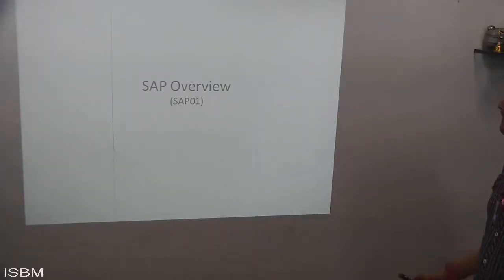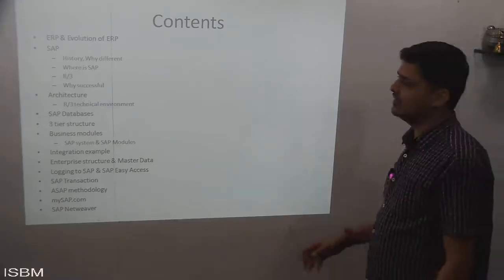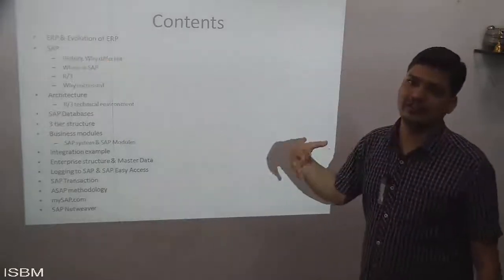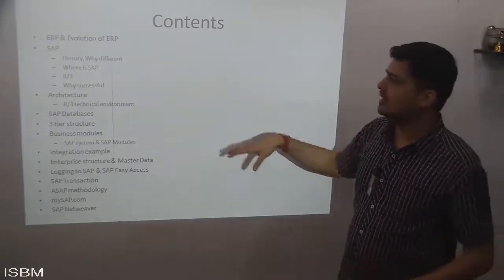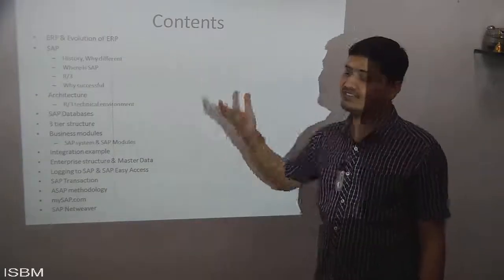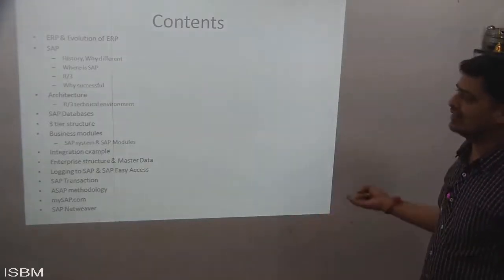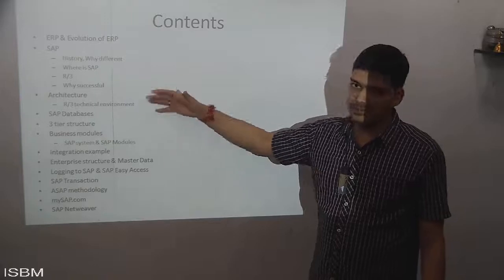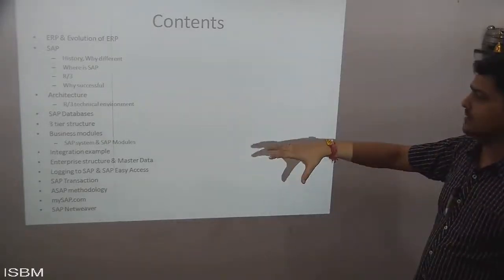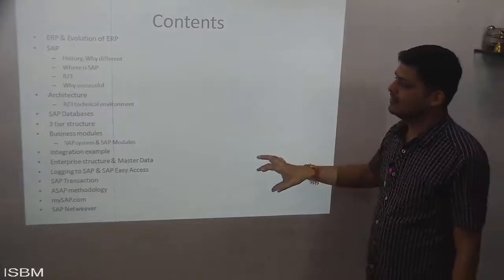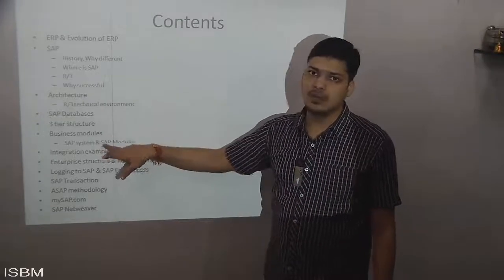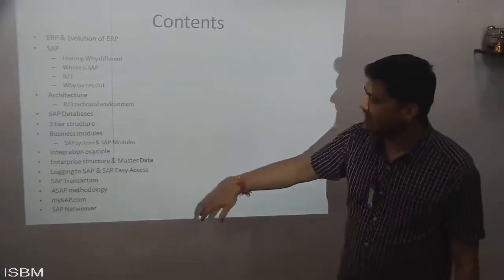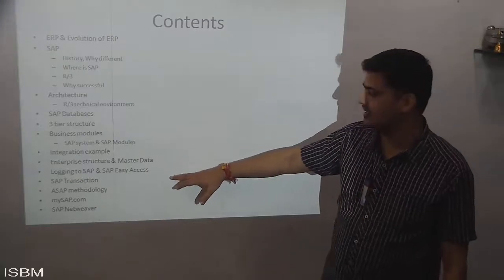Let's start with SAP. There is some content which we are going to learn over here. First, what exactly is ERP and the evolution of ERP from the 60s till now. Then the history of SAP, why it is different, where SAP stands, why it is so successful, then its architecture, some databases about SAP, the three-tier structure, then business models of SAP. Then we have the SAP system and its modules, how many modules there are and what exactly the modules are. Then some integrated examples, then enterprise structure and master data.